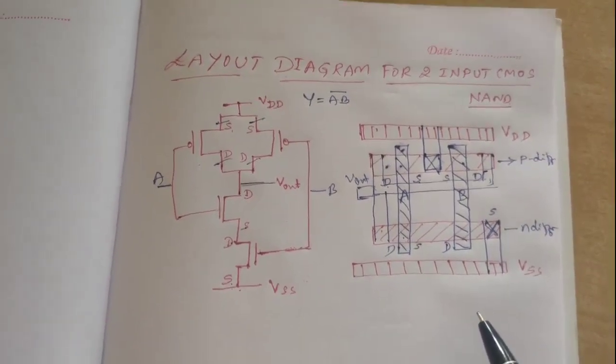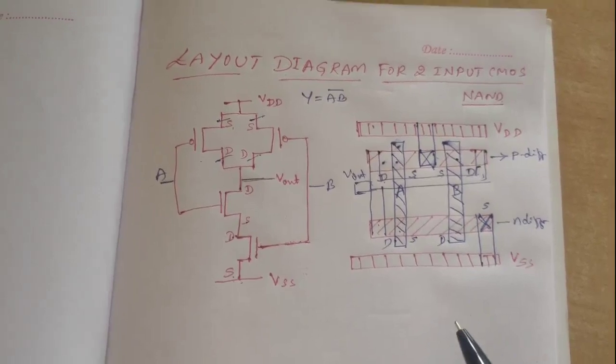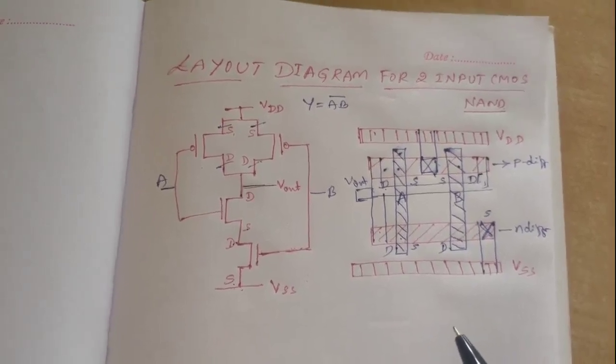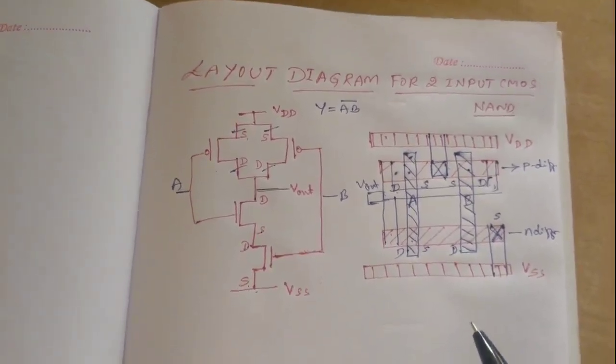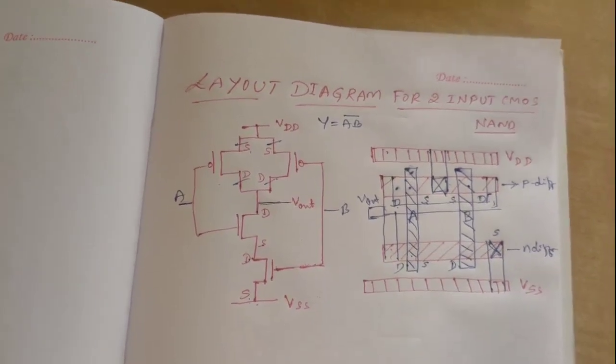Is it clear? So in the next video, I will take up a two-input CMOS NOR gate as well as the layout for some compound gates.